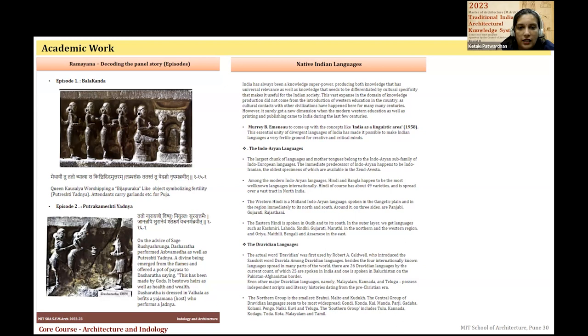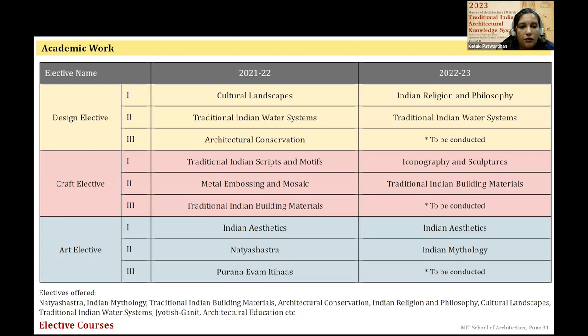As far as electives are concerned, there are design, craft, and art electives, and we've done these electives so far in our studios: cultural landscape, traditional Indian water systems, conservation, religion and philosophy, and so on. We have taught our students to read and write Brahmi script, and we have also explored in the studio how to decipher certain epigraphs. We've done metal embossing and mosaic, building materials, iconography, and in art electives, we've done Indian aesthetics or Rasa Shastra, Natya Shastra, Puran evam Itihas, and Indian mythology. And we are also offering open electives like Jyotish Ganit, architectural education, Ayurveda, and so on and so forth.